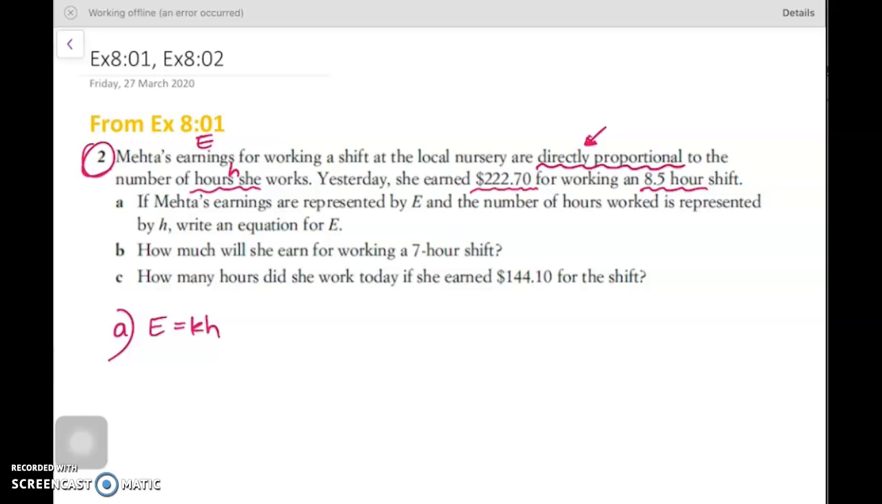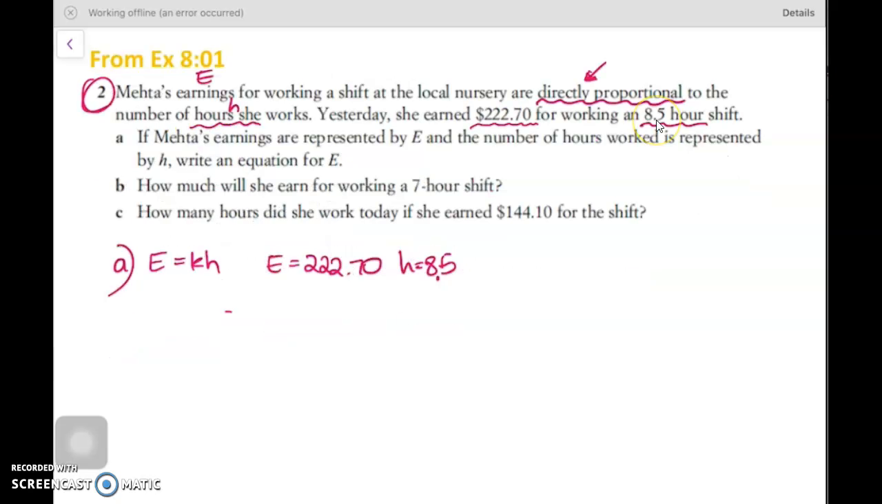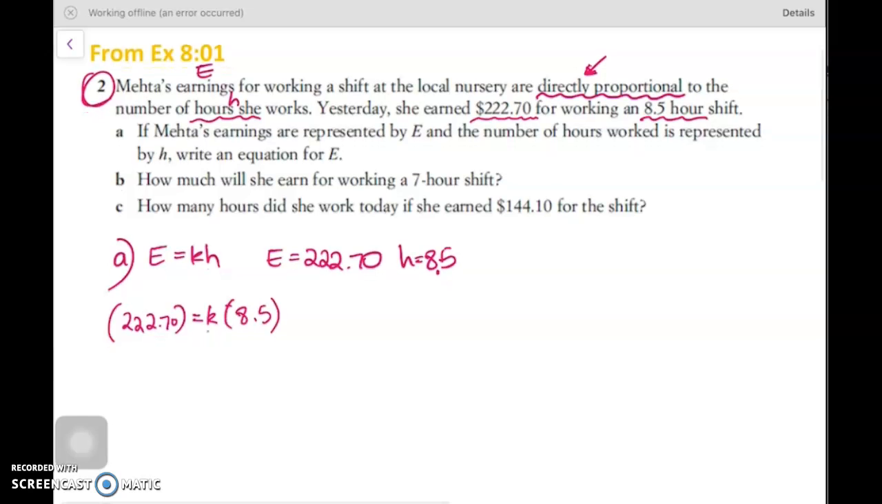Now we're also told that E is $222.70 when H is 8.5 from our second statement, and so we can substitute that into our equation. So that'd be 222.7 is equal to K times 8.5. Then we solve for K, divide by 8.5, because that would give us K equal to 26.2. So the equation here would then become E is equal to 26.2 times H.